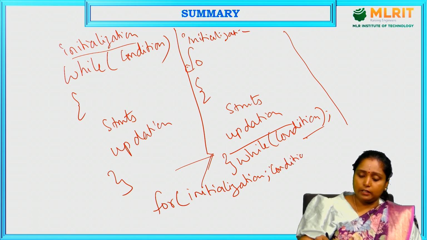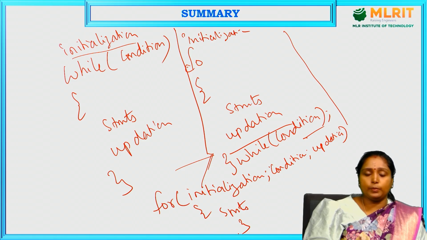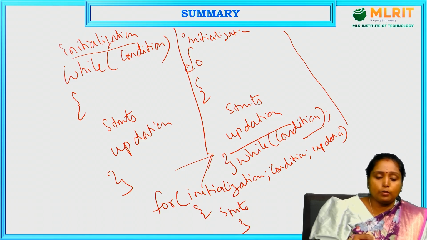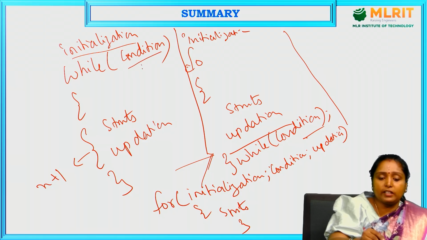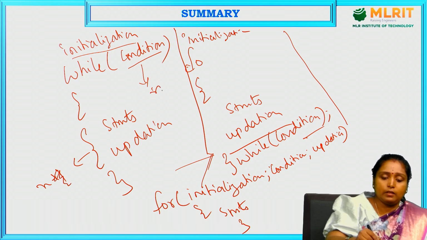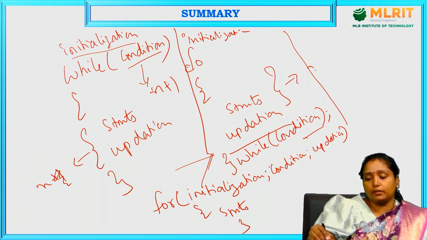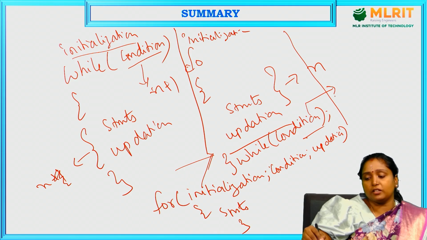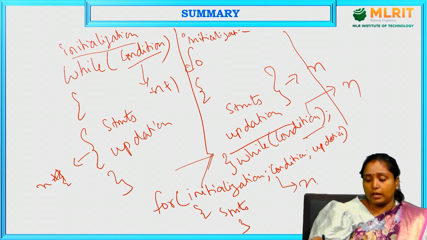So initialization, condition and updation. In the for loop, you will have the three statements together. When it comes to counting the loops, how many times will the statements be executed? The statements will execute n times, and the condition will be checked n plus 1 times. Similarly, this is the same as the while loop. The condition will be checked for n plus 1 times. Statements will execute for n times.